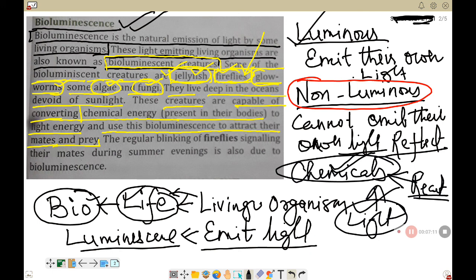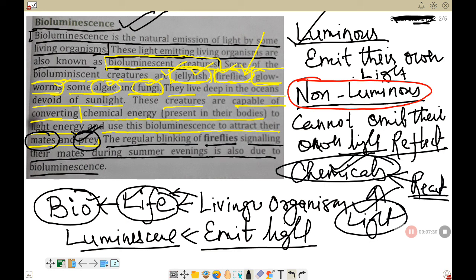Now why did they produce this light? They produce light to attract their mates, their partners, or to attract the prey, meaning their food. Understand? So these are the two reasons why they emit their own light. The regular blinking of fireflies signaling their mates during summer evenings is also due to bioluminescence.